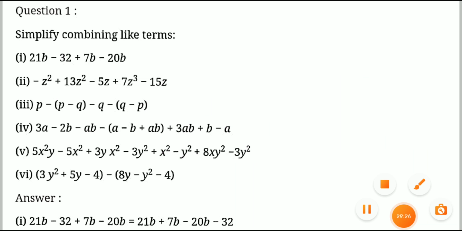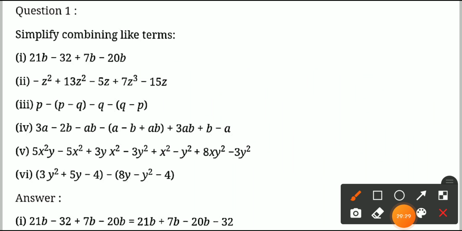Okay, now see the third part. P minus q, p minus q, q minus p. So first we need to open the bracket. If there is a minus sign outside the bracket, the sign inside the bracket will change. See here, I am going to open the bracket, and we can see before the bracket we have a minus sign. Okay, so p minus p. Here we have minus q, but we will write plus q. Why? Because we have a minus sign outside.